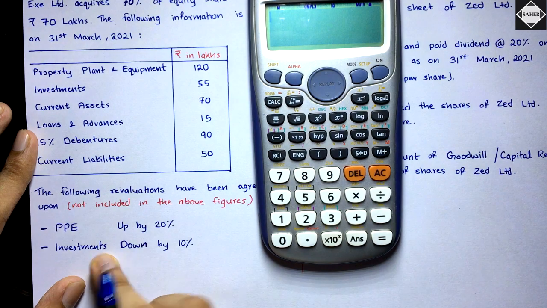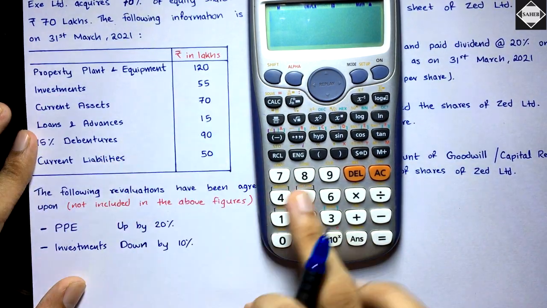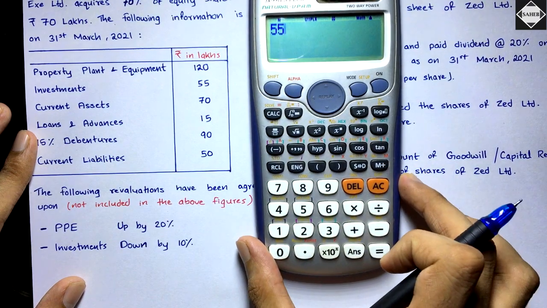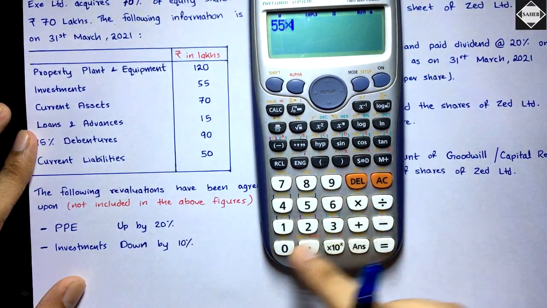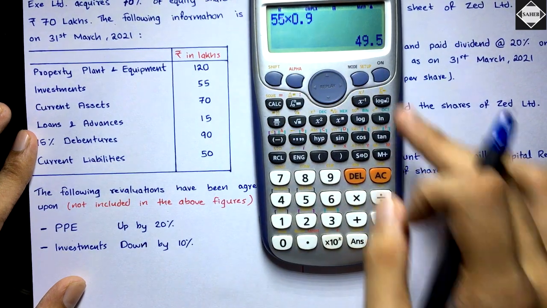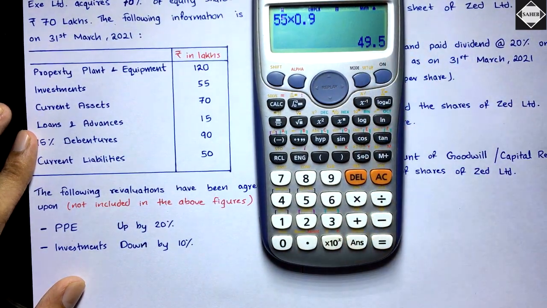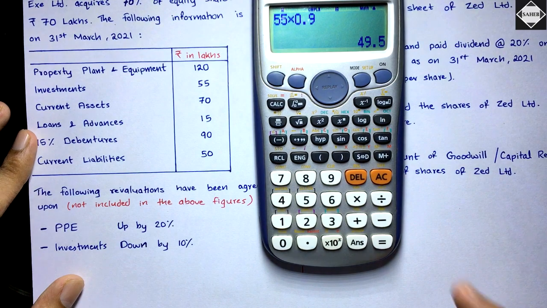And then investments are down by 10%. So investment value is how much? 55, right? So just take 90% of that. You have revalued it downwards by 10%. So into 0.9, 90%. So that's equal to 49 lakh point 50,000. Is that clear? That's all.